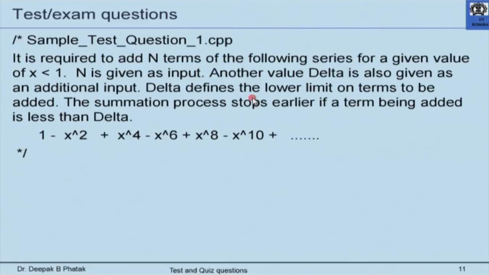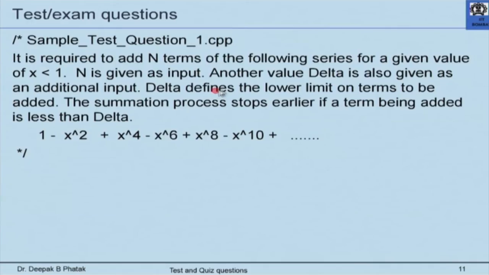Now delta defines the lower limit. That means at any point in time when I look at successive terms, if a term is smaller than delta, then I am supposed to neglect all the remaining terms, even though I might not have added all n terms. If the values of terms go down so drastically that my delta threshold is reached earlier, I will stop summation there. So note the wording of this question. Delta defines the lower limit on terms to be added. The summation process requires adding n terms of the following series. The summation process stops earlier if a term being added is less than delta.